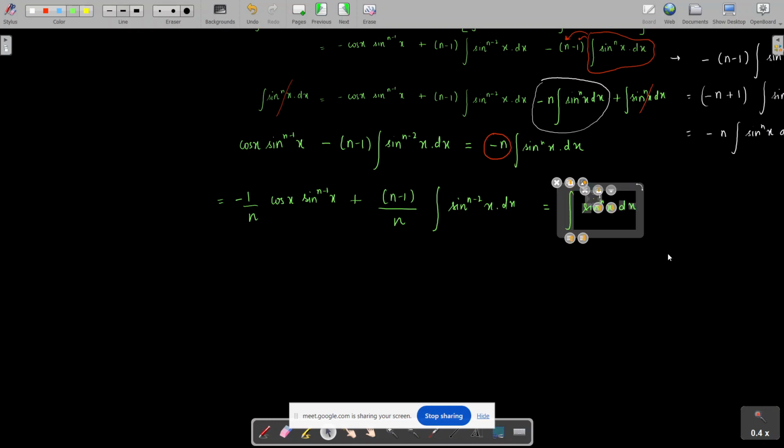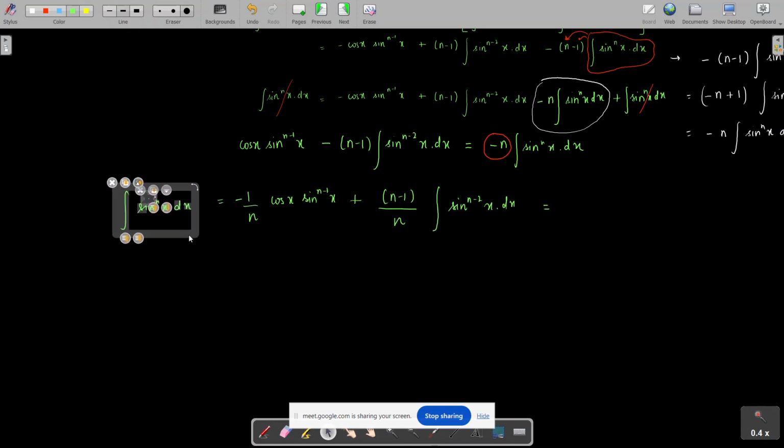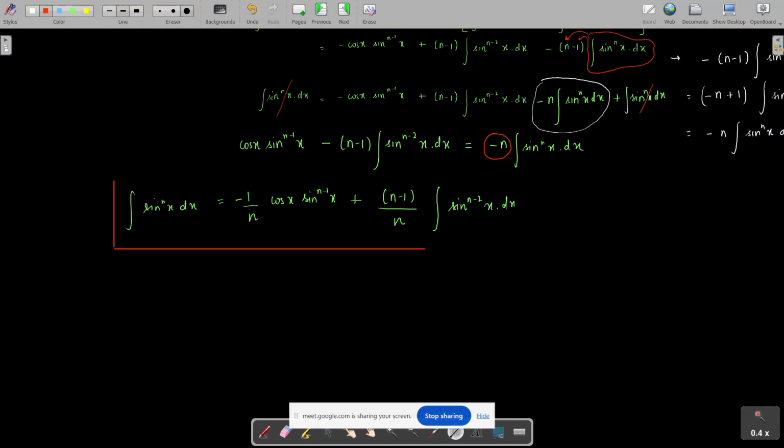This can be asked in your exam because this is a subjective thing. They will straight away give you the question, prove the reduction formula, and they will give you this formula and you will have to prove it.